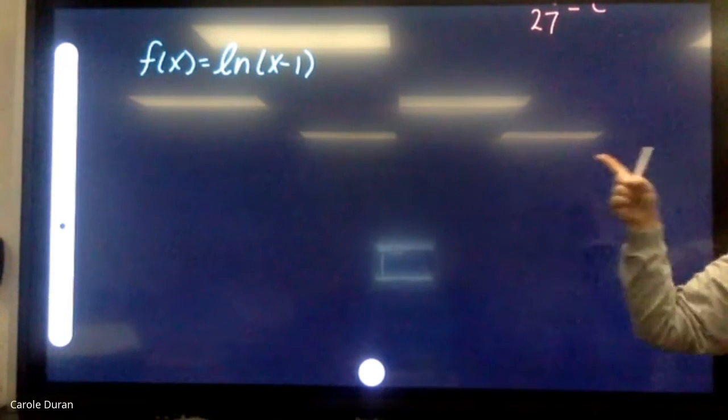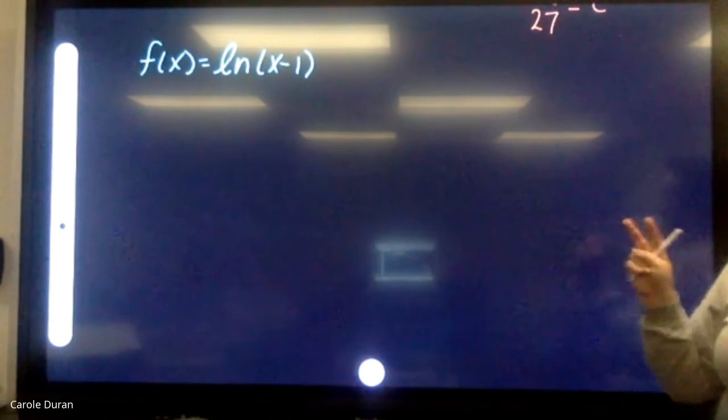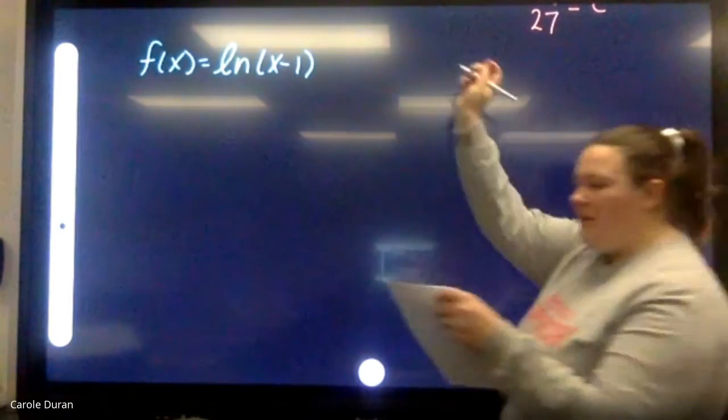Okay, so let's do this example. What two things have to be true in order to be able to take the derivative? Oh wait, I need an interval.